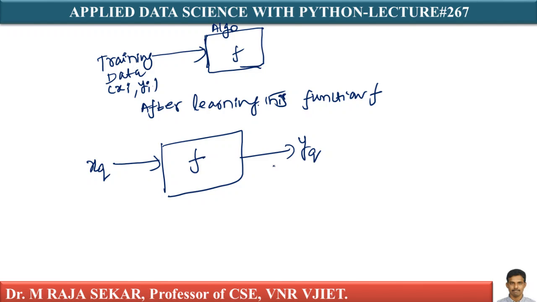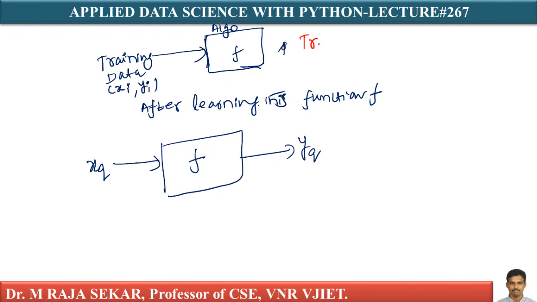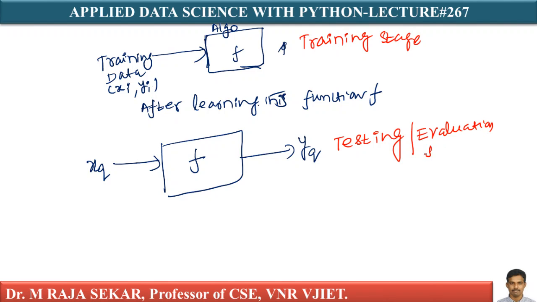This is the crux of classification. This is how classification works. This stage is called the training stage. This stage is called the testing stage, or I can say the evaluation stage.